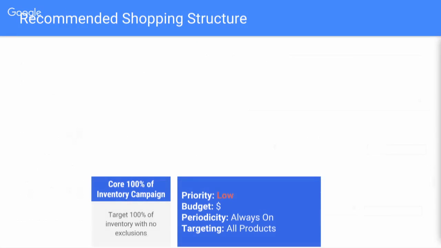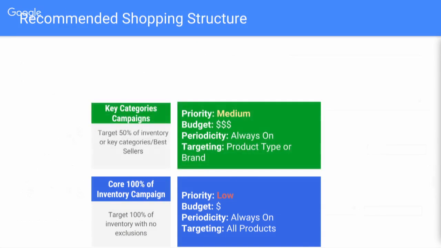Absolutely. So here's a recommended shopping structure. The first is to have, again, that always on, 100% of your inventory campaign. This is a lower priority campaign. It's kind of the catch-all, if you will. And you may have a lower budget for this particular campaign. You're getting 100% of your inventory with no exclusions, no filters, as Emerson just mentioned.